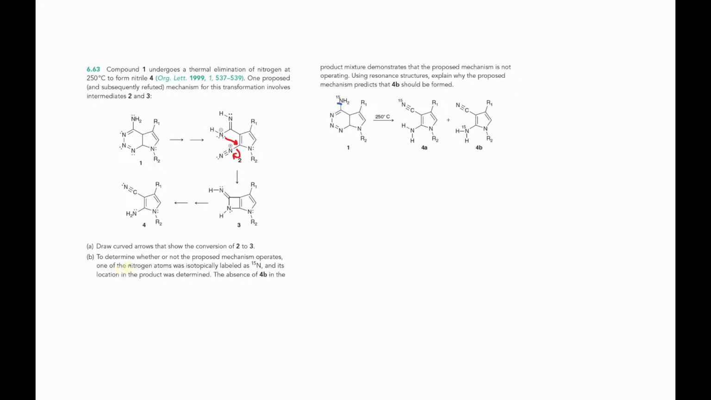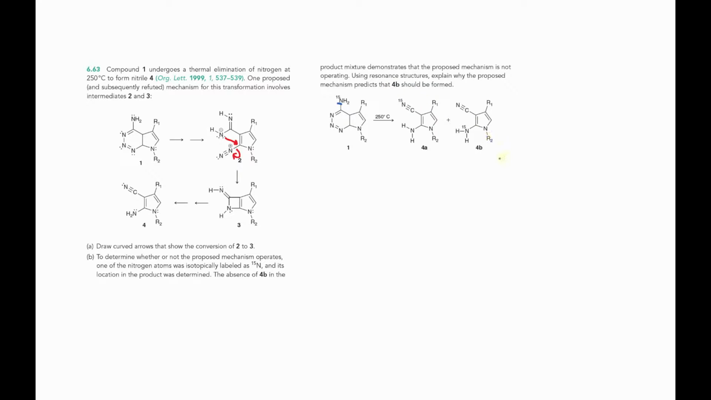Now part B. To determine whether or not the proposed mechanism operates, one of the two nitrogen atoms was isotopically labeled as 15 nitrogen. Normally nitrogen has 14.01, or 14, as the mass number, but here we have 15, so this is one of the rare ones. And each location in the product was determined.